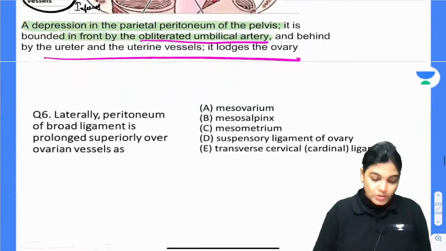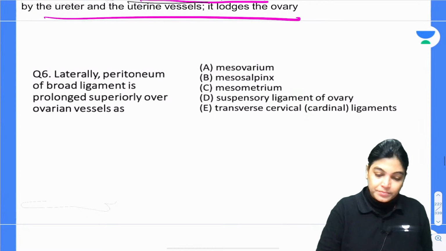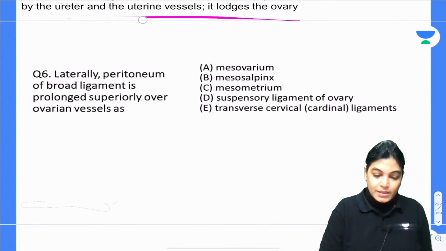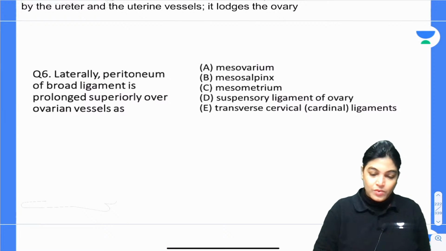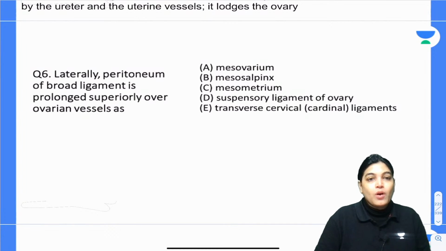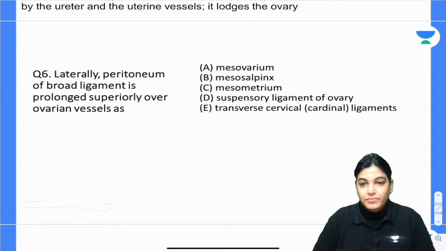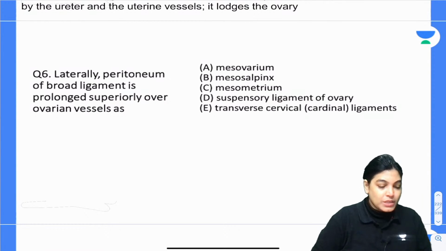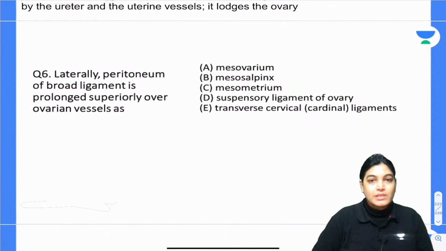So, done with this, let's move on to the next, that is question number 6. My dear aspirants, your question starts. Laterally, the peritoneum of the broad ligament is prolonged superiorly over the ovarian vessels as: mesoovarium, mesosalpinx, mesometrium, suspensory ligament of ovary, transverse cervical or cardinal ligament. So according to you, which is the correct answer?